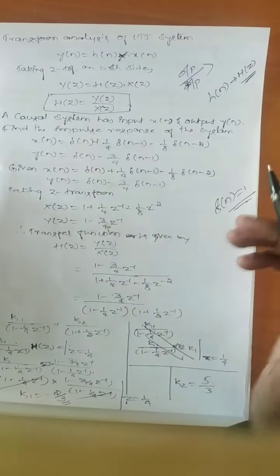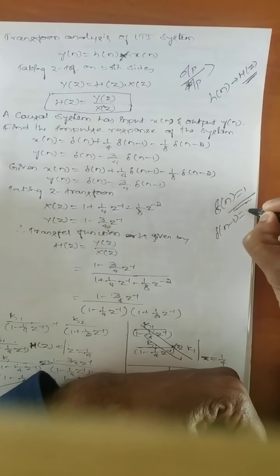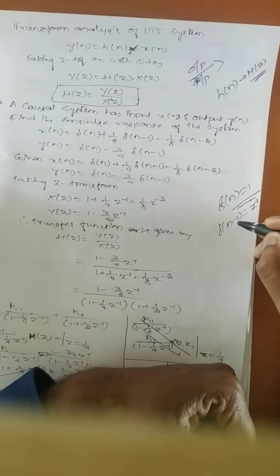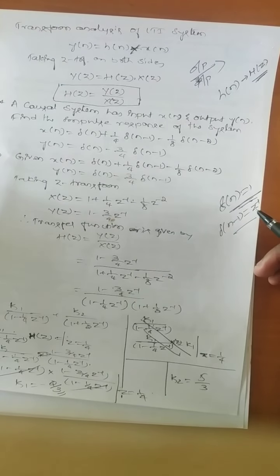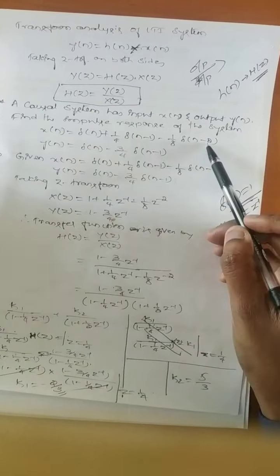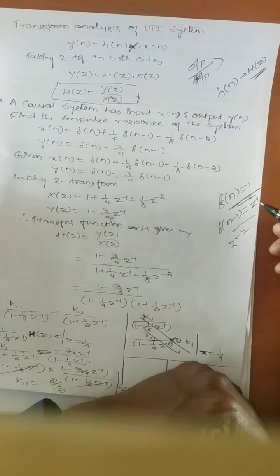And delta of n minus 1 can be written as z inverse. These are the basic equations. In place of n minus 1, we just put z inverse. In place of delta of n, you write 1. If it is delta of n minus 2, then this will become z to the power of minus 2.